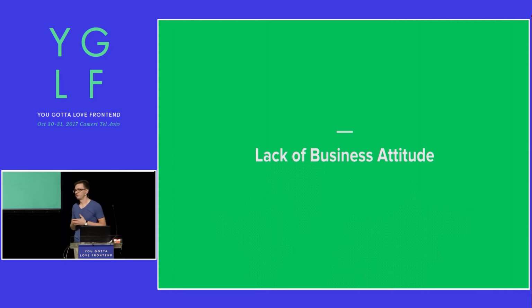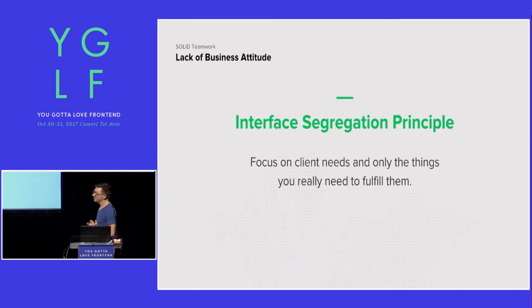Never make the decision yourself, because this can, for example, cause problems with the other members of the team. You can block their jobs because of your refactoring. You had to implement something in 2 days, and it took like a week because of your decisions. So it's extremely important to remember that our job affects the job of the other members of the team. So, interface segregation principle. Focus on client needs and only the things you really need to fulfill them. Because doing multiple different things at once is never a good idea.